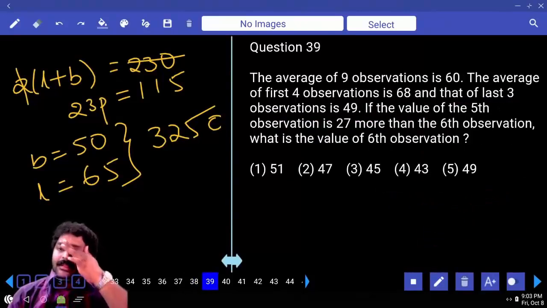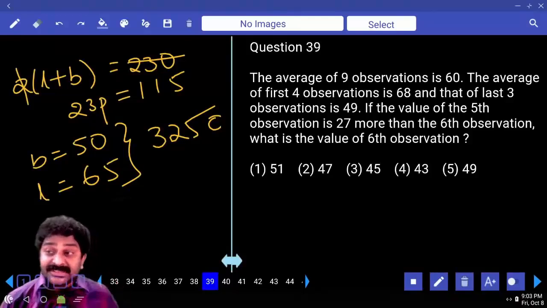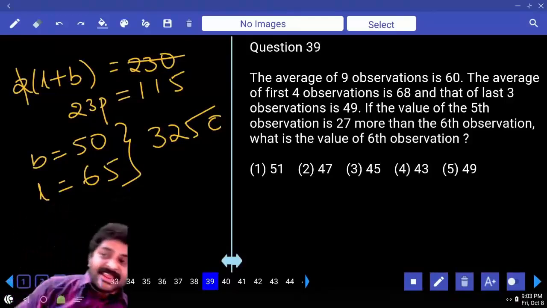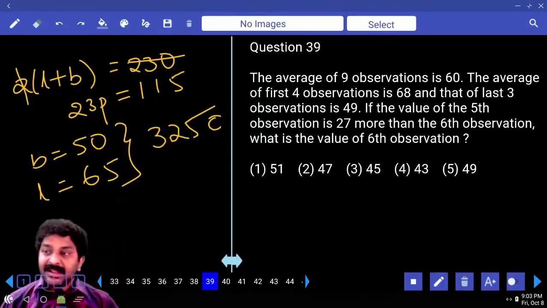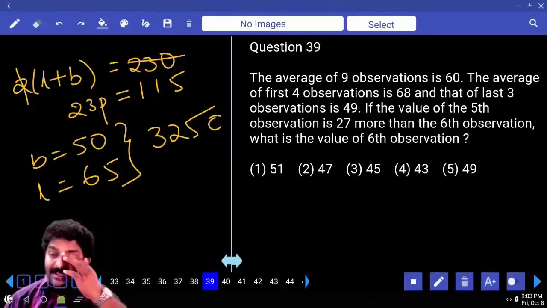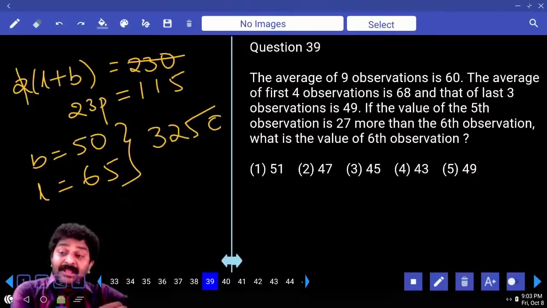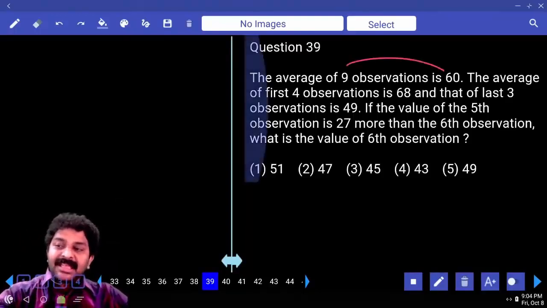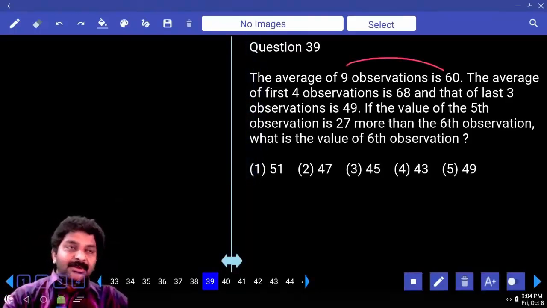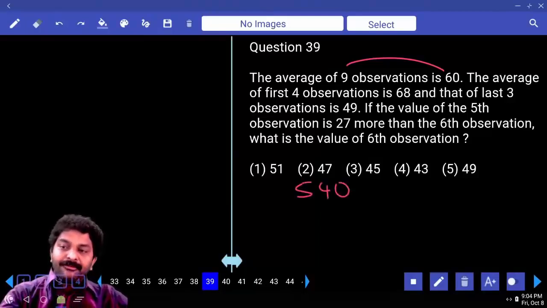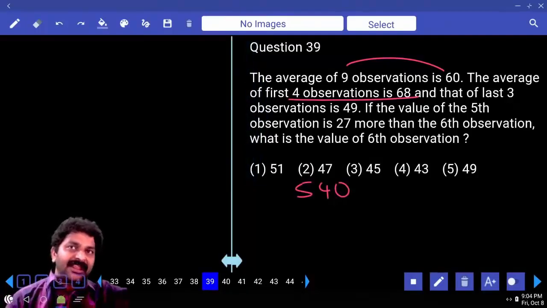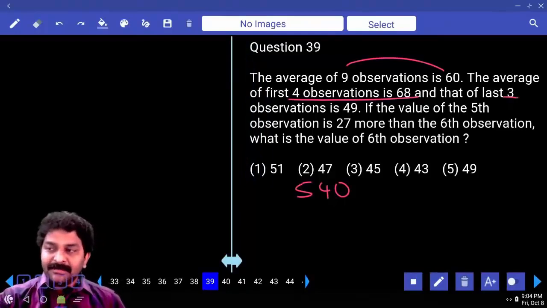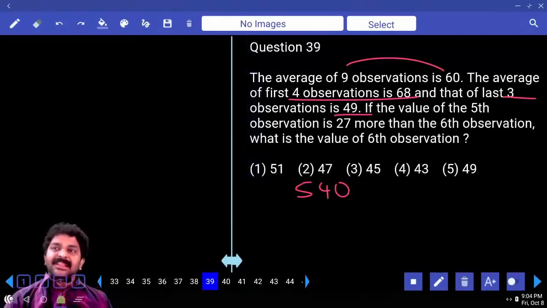Next. The average of 9 observations is 60. The average of the first 4 is 68, and that of the last 3 is 49. If the value of the fifth observation is 27 more than the sixth observation, what is the value of the sixth observation? Okay, right. Now, the average of 9 numbers is 60. Then the sum is equal to 9 into 60, 540. The average of 4 numbers is given, so we can calculate the sum of the 4 numbers. The average of 3 numbers is given, so we can calculate the sum of the 3 numbers.